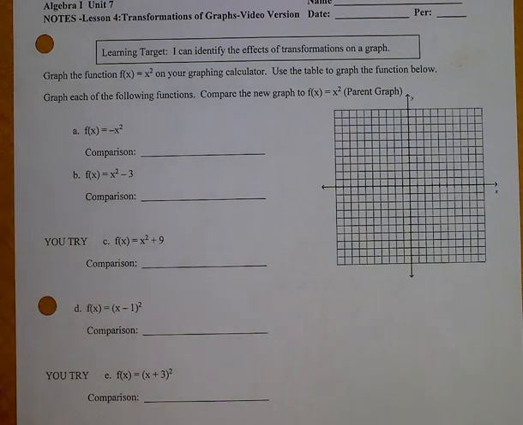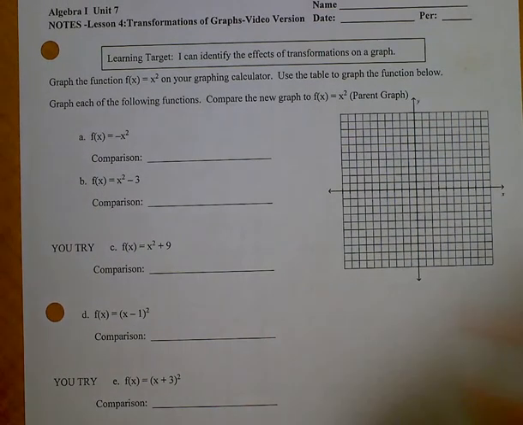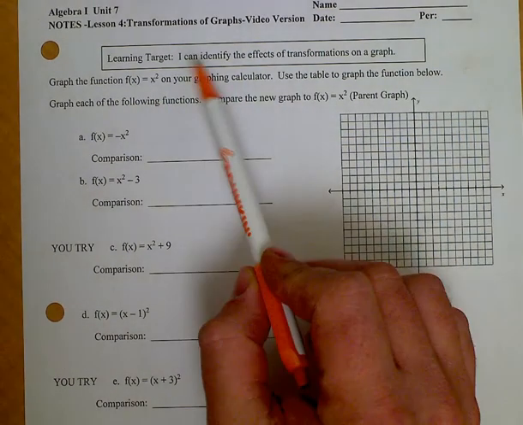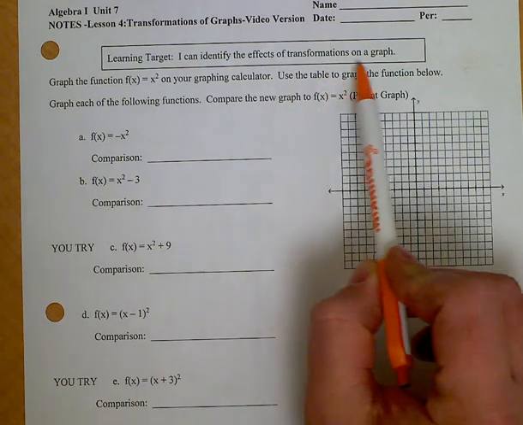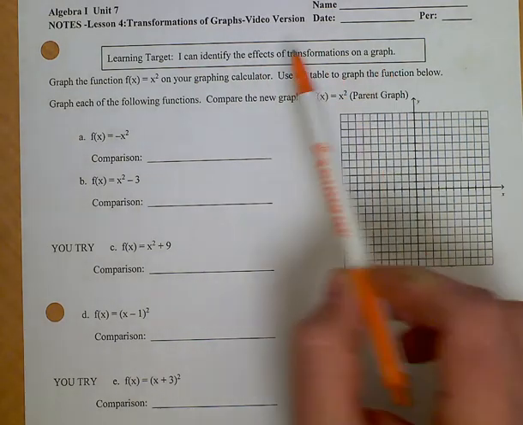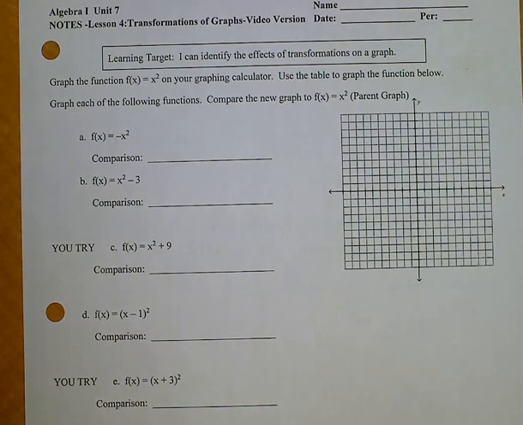Alright, so this is lesson 4, transformations of graphs. The learning target is that I can identify the effects of transformations on a graph. What this means is that we want to graph any of our normal lines or functions, and figure out what happens to it when we add things to it.